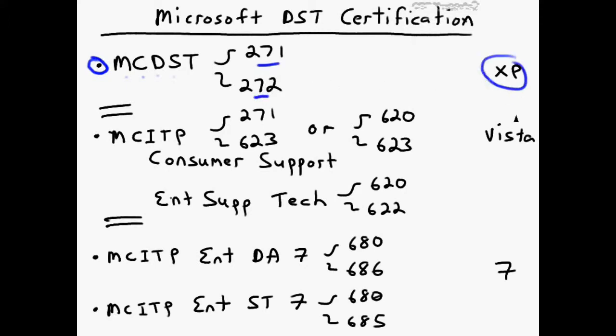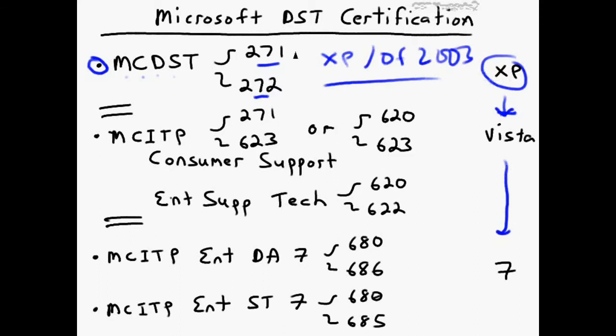You'll note over here I've given you kind of the pattern as we go forward in editions of the Microsoft client OS. MCDST is your Windows XP and Office 2003 support credential. 271 deals almost exclusively with Windows XP support. 272 deals with managing applications, in particular Office 2003.